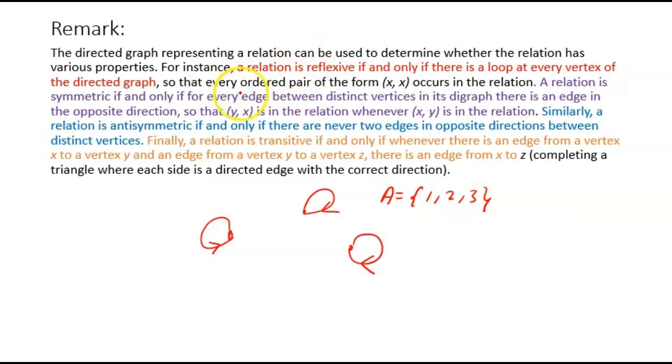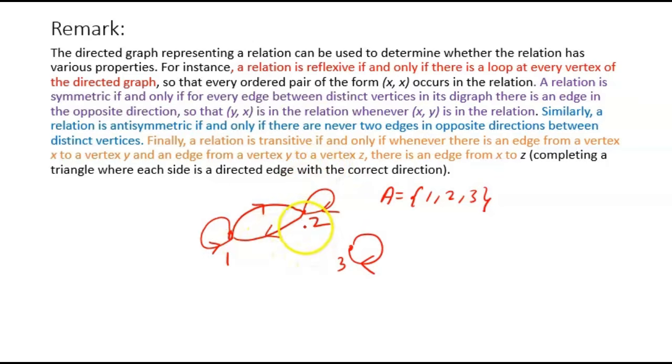Now if the relation is symmetric, suppose I say that this element is 1, this element is 2, and this element is 3. If 1 is related to 2, then 2 must also be related to 1. So for every edge between any two vertices, if there is an edge from 1 to 2, and if the relation is symmetric, then there must be an edge from 2 to 1, right? That is the requirement for the relation to be symmetric.